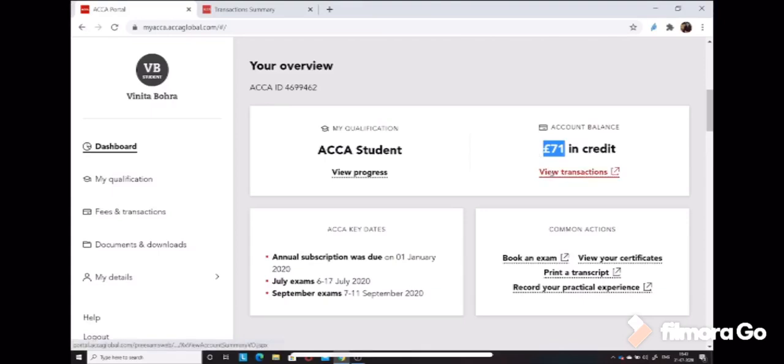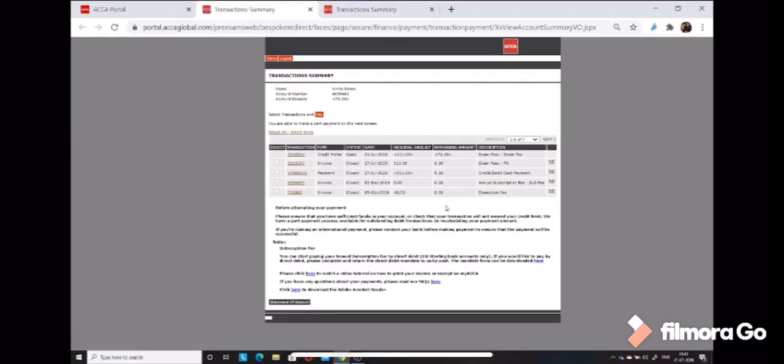So if I view the transactions, I can see that in the last transaction, 5th October 2019, she has the exemption fee pending because I was the one who booked the exam before the standard entry also for her. So I know that there was a balance of 40 pounds standing here in the account, and now when she made a payment of 111, she's just received 71, because that's how the mechanism of ACCA works.